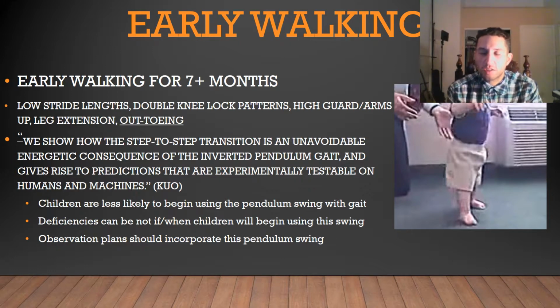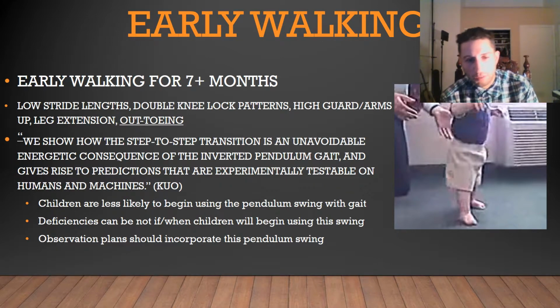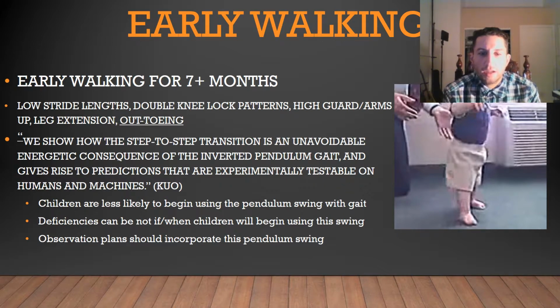When you actually watch this video when it comes to the infant, you will not see any type of consistent arm and leg swing at all. Essentially, the child still has the arms-up stance, if you will. Children are less likely to begin using the pendulum swing with gait. This is not something that's going to be a repeated behavior, it can be noted. Deficiencies can be noted if and when children begin to use this swing.